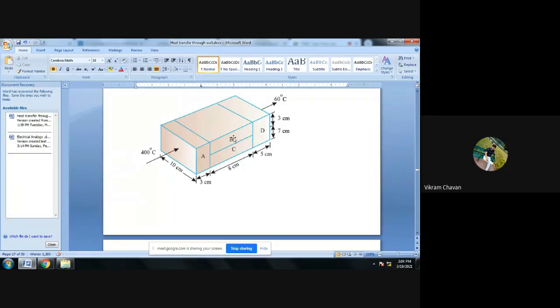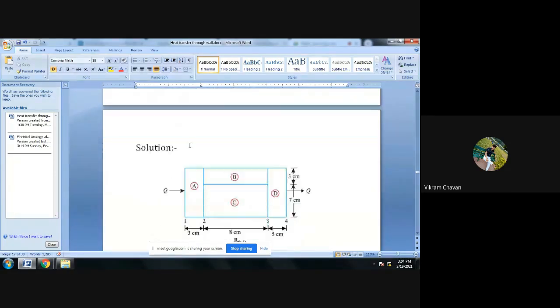The area for the B wall is 3 centimeter multiplied by 10 centimeter. The area for the C wall is 10 multiplied by 7, and for D it is 10 multiplied by 10. So that will be the area available for heat transfer for each slab, and it is different for each slab. So we have to find out the areas separately, along with the thermal conductivities. The next thing is to draw the electrical analogy.